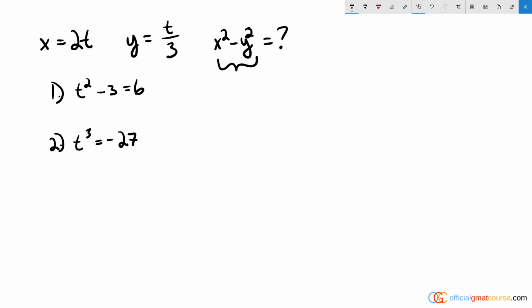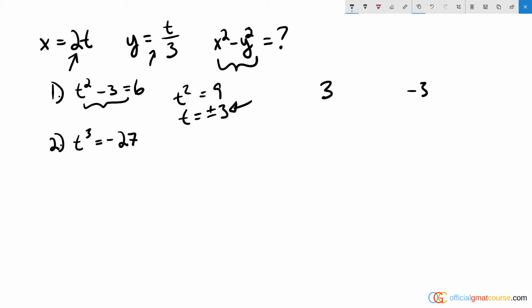So if we look at this situation, both of them are placed in terms of t initially. And statement one is going to allow us to solve for two values of t because it gives us t squared equals 9. Now that means that t equals plus or minus 3. And this would look insufficient initially, but we need to plug it back in to see what happens if we use 3 and if we use negative 3.